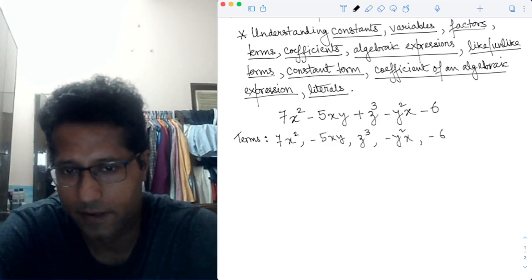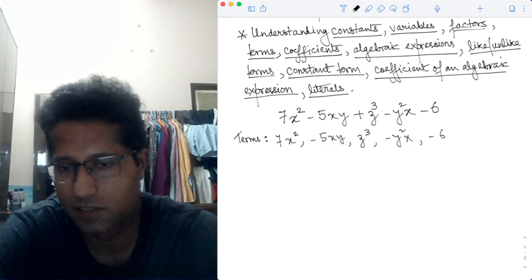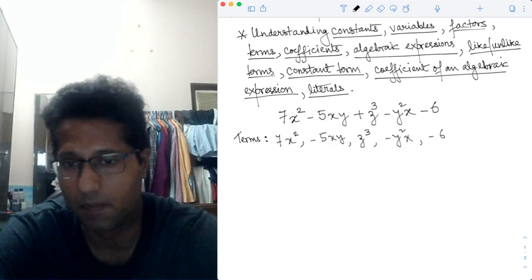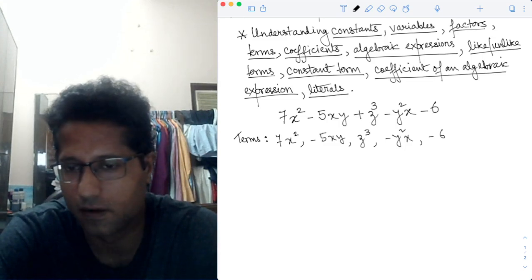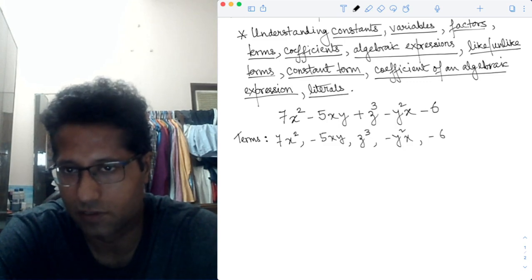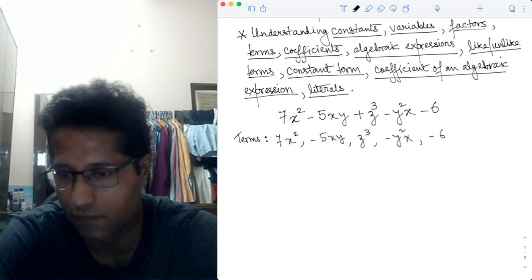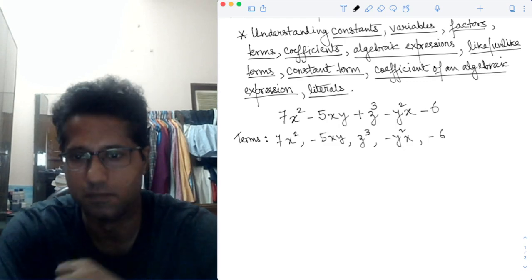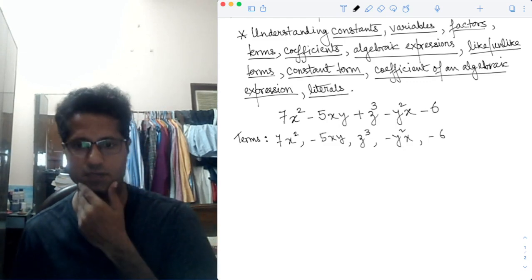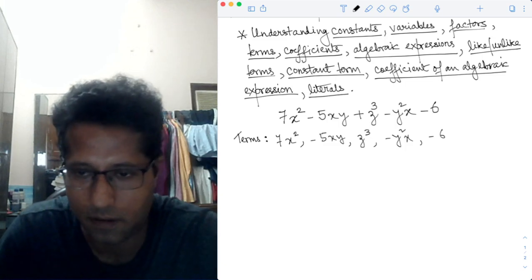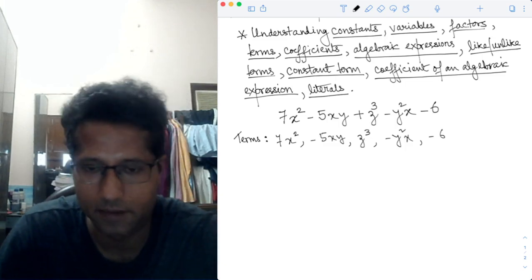Now remember that in a term there will be no plus or minus operations. A term consists of multiplication or division of constants and variables. Okay, constants and variables. Now we see that these are the terms.